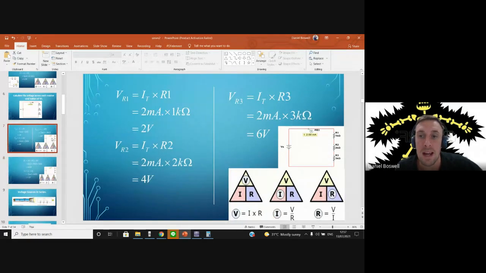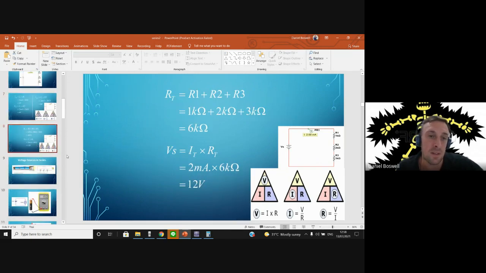Okay, so we go back. We have figured out if we plus all of these together, 2, 4, and then 6, we're going to come up with the voltage supply, which is under Kirchhoff's law, which we're going to learn about in a minute.